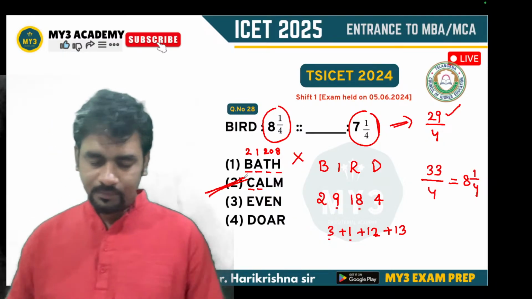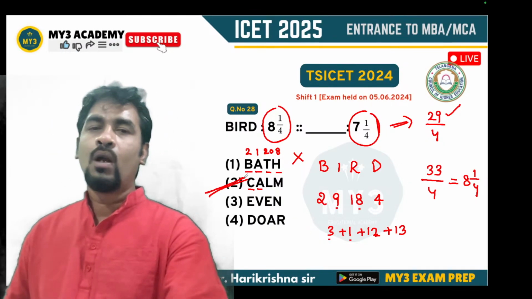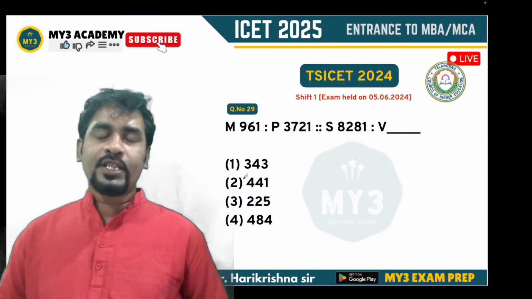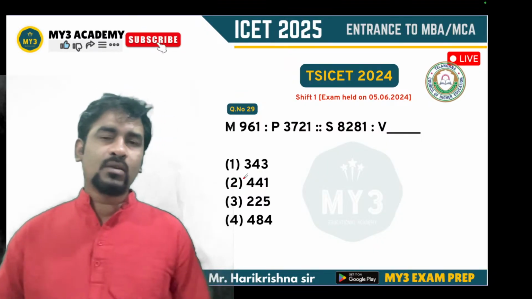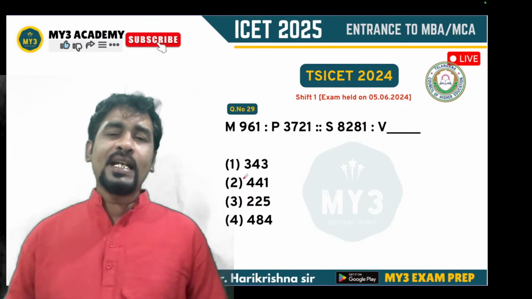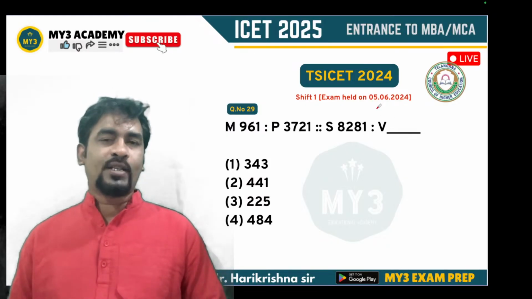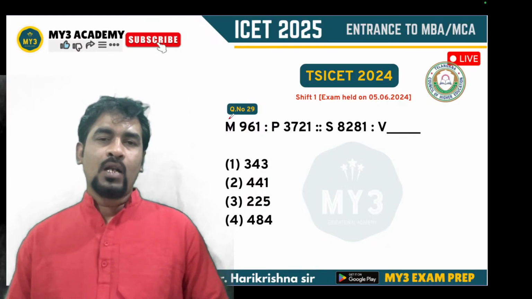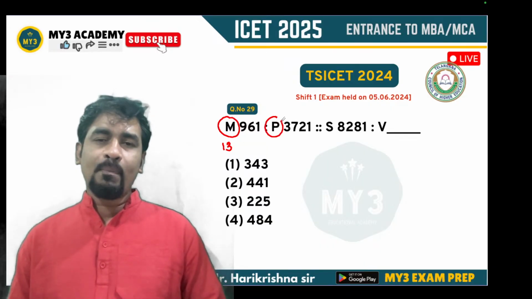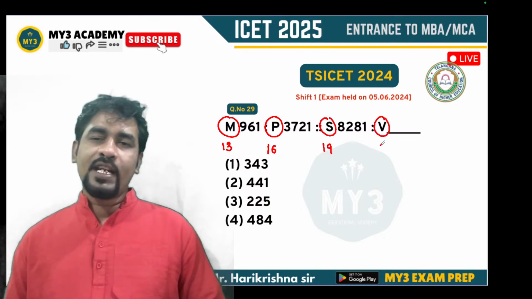Are you clear? Look at the next one. So question number 29. If M is 1961, P is 3721, S is 8281, V is what? So what is M? M is going to be 13. What is P? P is 16. What is S? S is 19. What is V? V is 22.